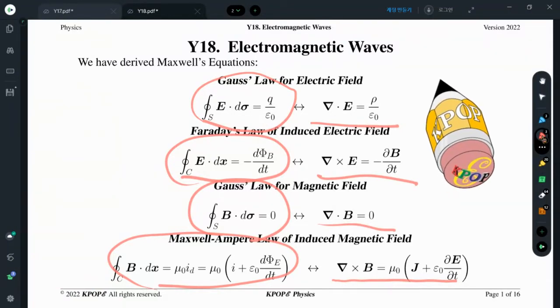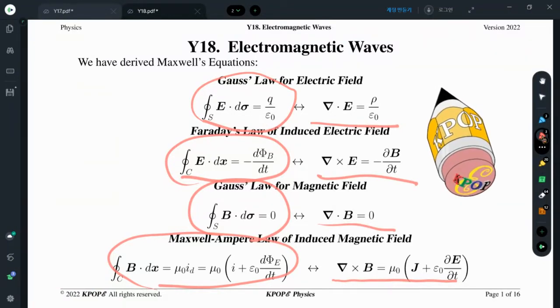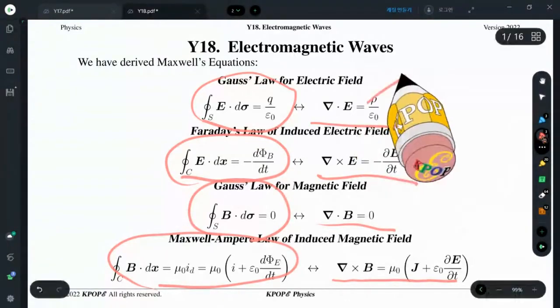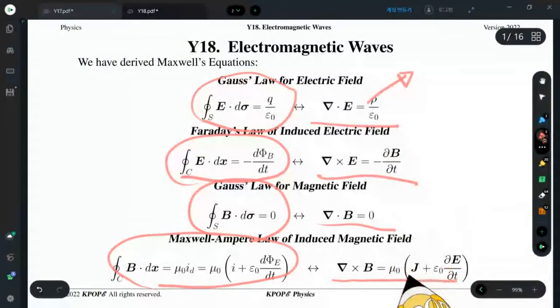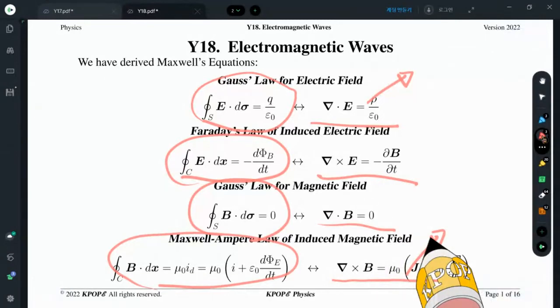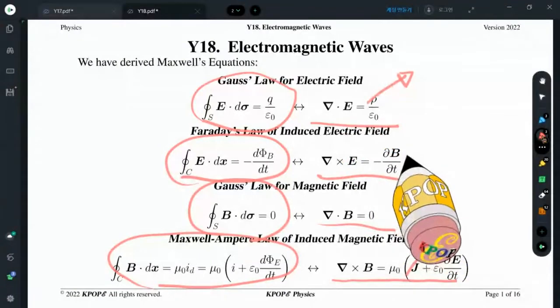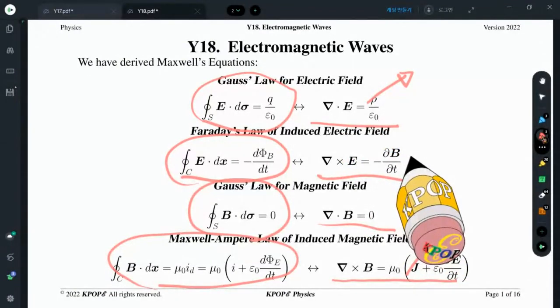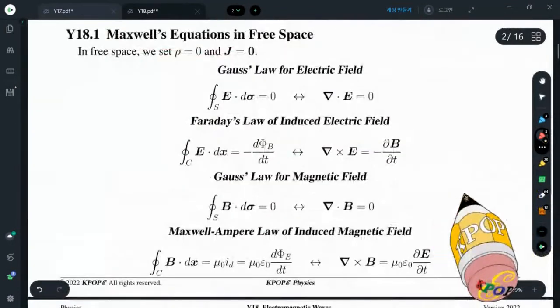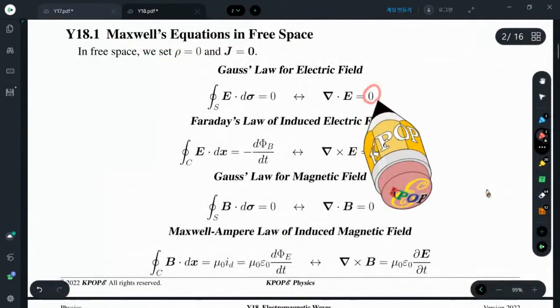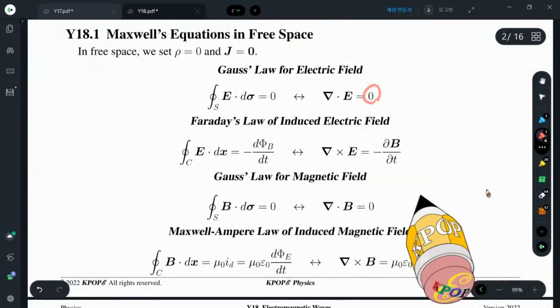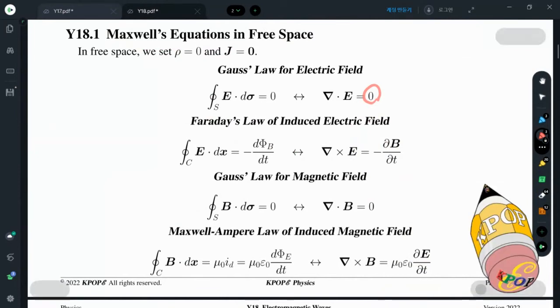Free space means no charge in space. For example, the space between the sun and earth, there is nothing. No charge, no current. Even in vacuum, electric field and magnetic field fill the space. So we have zero charge density and zero current.